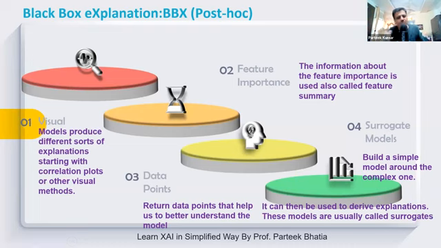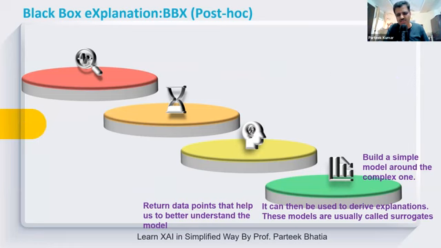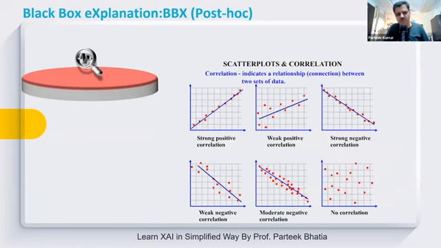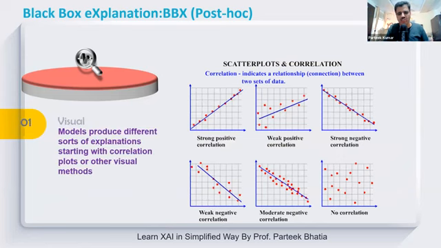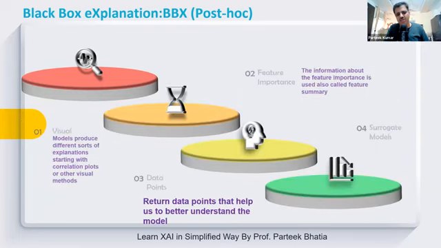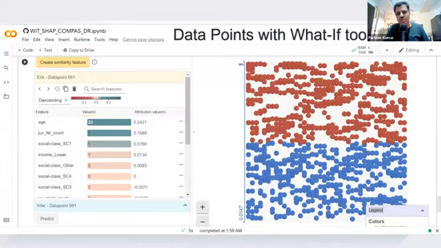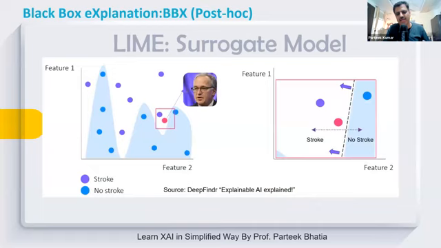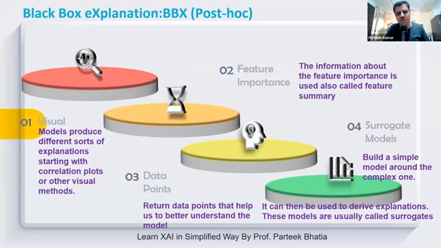So ultimately we have these four approaches. I will quickly discuss LIME in a little more detail soon, but in the end we can conclude that there are four approaches to generate black box explanation. First is visual, which simply defines correlations between different attributes: correlation plots, scatter plots. Second, we have feature importance, where we can generate the importance of different features. Third, we have data points, where we can use the What If tool. And the fourth one is surrogate model, where we can apply LIME to generate explanation by converting the complex model into a simple model, and we can use it for generating explanation.